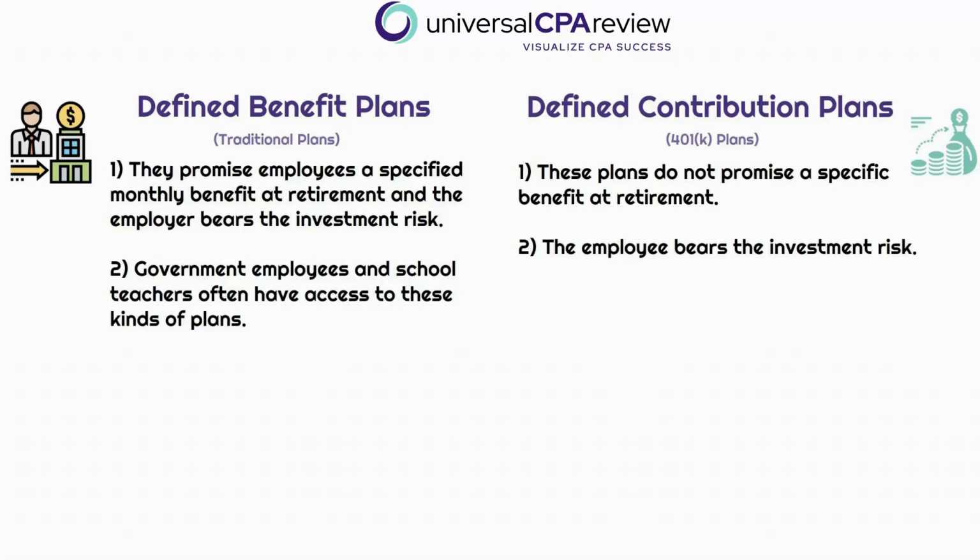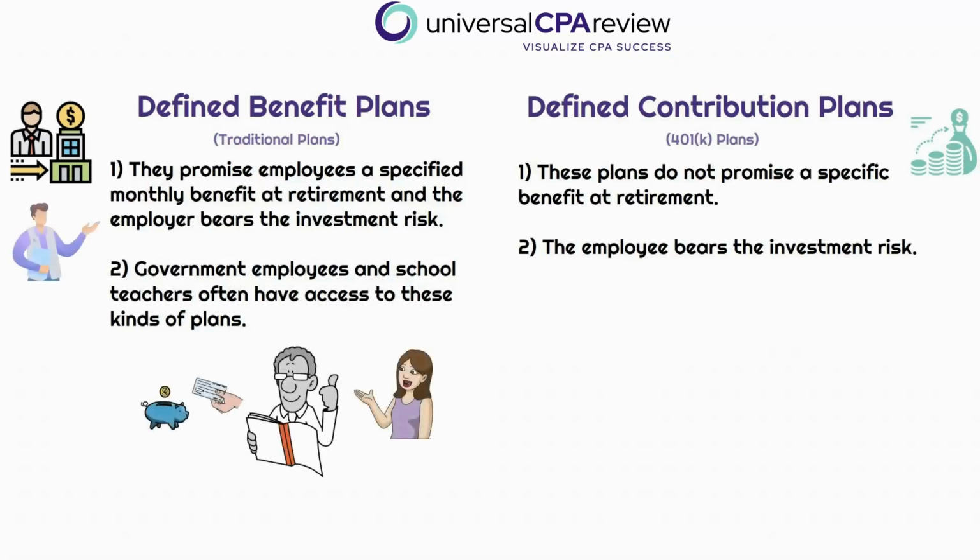All right, so employer-sponsored retirement plans are a cornerstone of retirement savings in the United States. They fall into two broad categories, defined benefit plans and defined contribution plans. Defined benefit plans are traditional pension plans. They promise employees a specified monthly benefit at retirement, typically based on factors like salary and years of service.